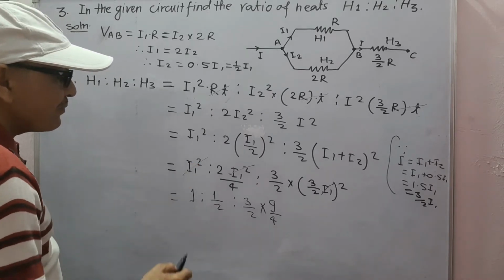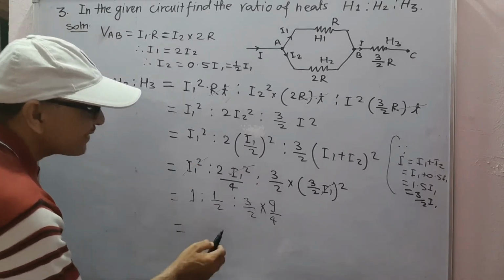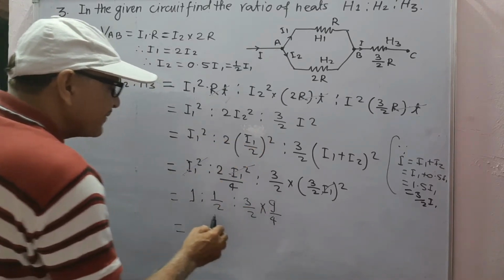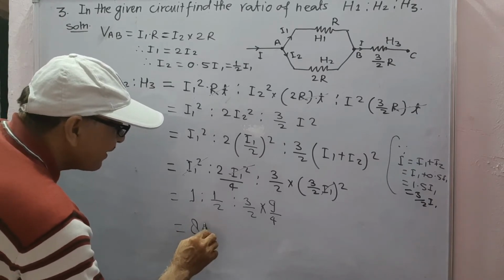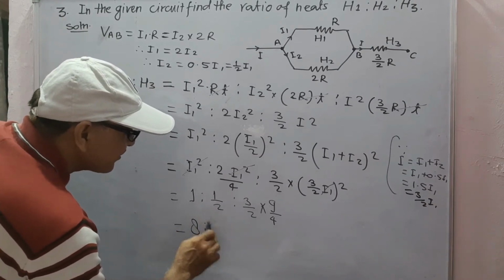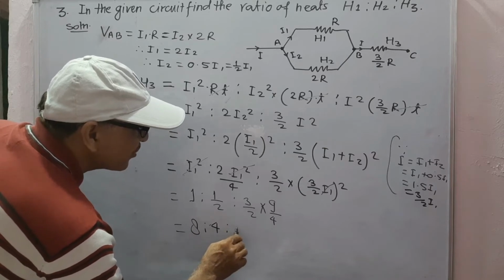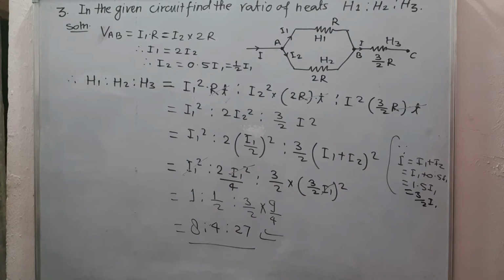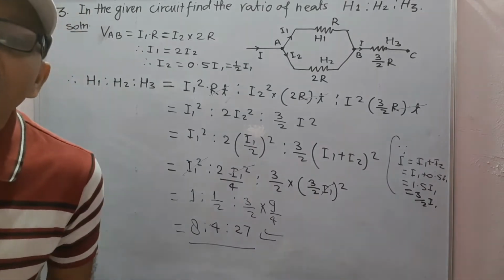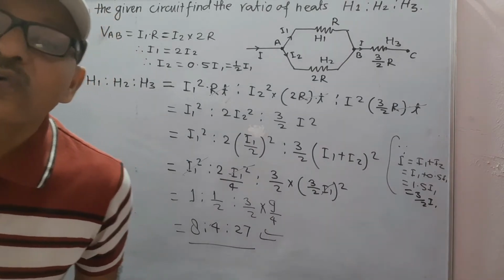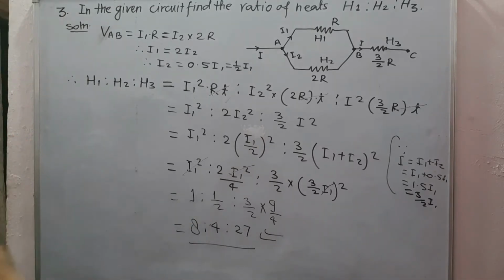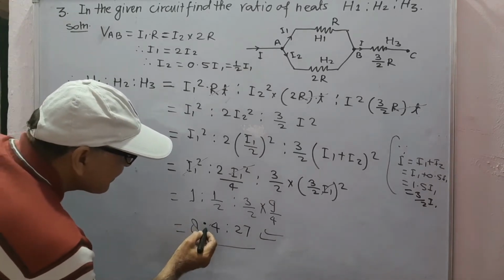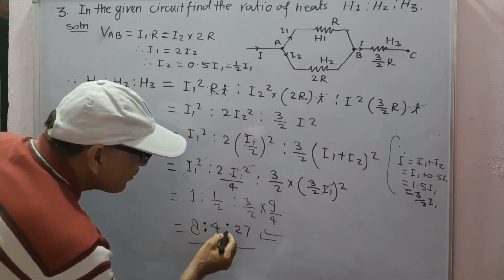Now the ratio may be written as, multiplying all of these with 8, we get 8 is to 4 is to 27. Therefore the desired ratio will be 8 is to 4 is to 27.